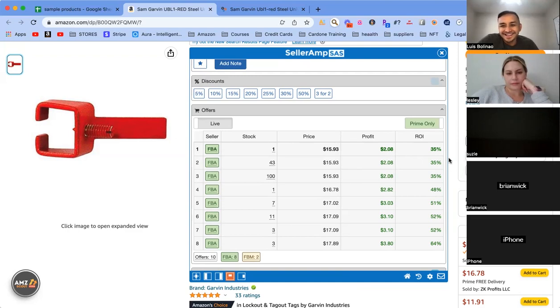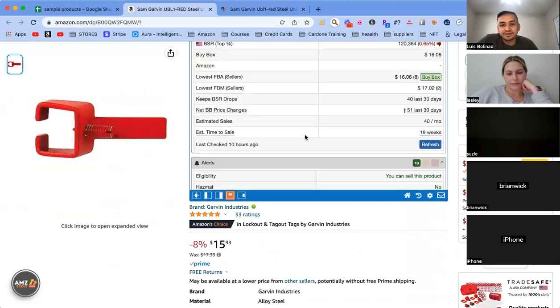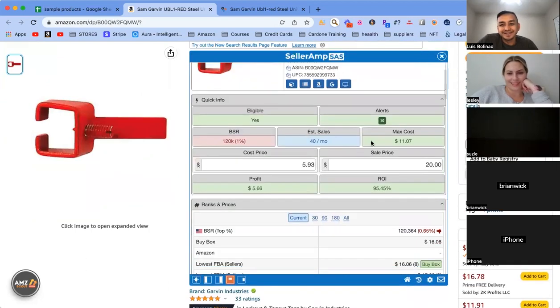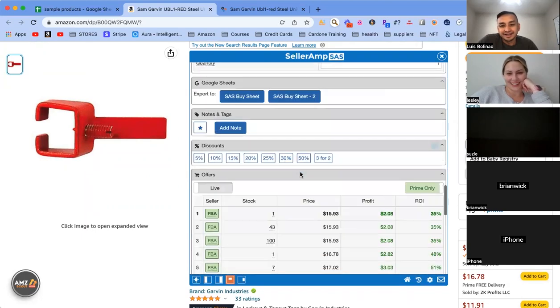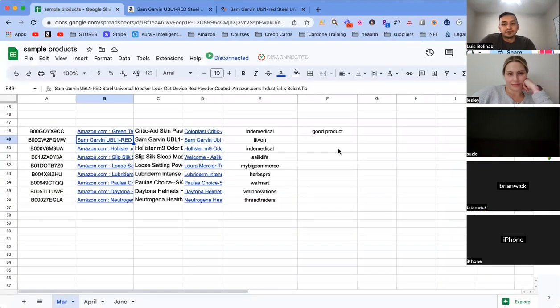Okay, so with this one, what's the verdict? Are you buying this or no? No, because it's 40 sales a month. The top three alone have like 144 units of product, right? So yeah, this is a no.